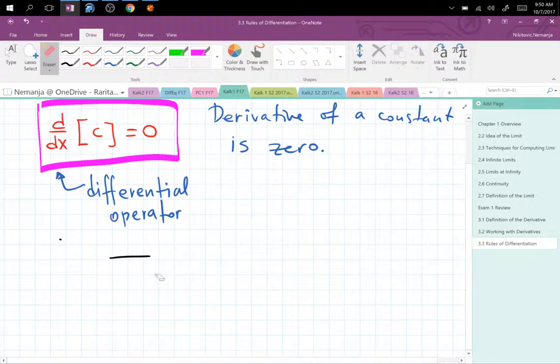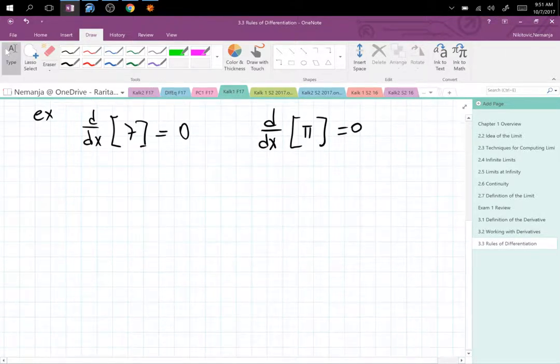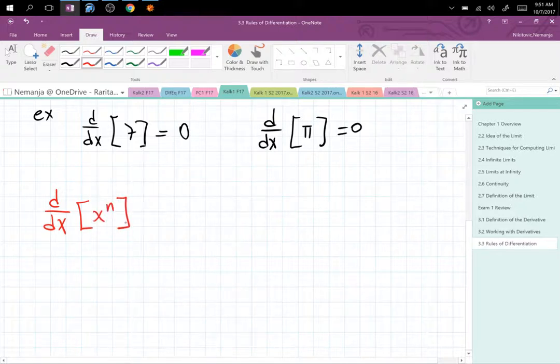All right, let's take a look at the next one, but let me give you an example here, or two. What is the derivative of 7? 0. What's the derivative of pi? 0. Good. Enough examples.